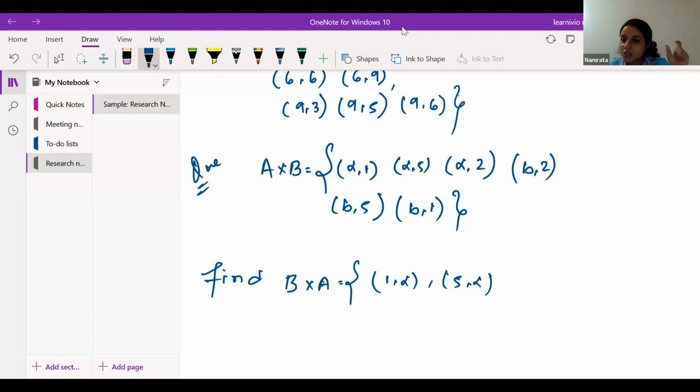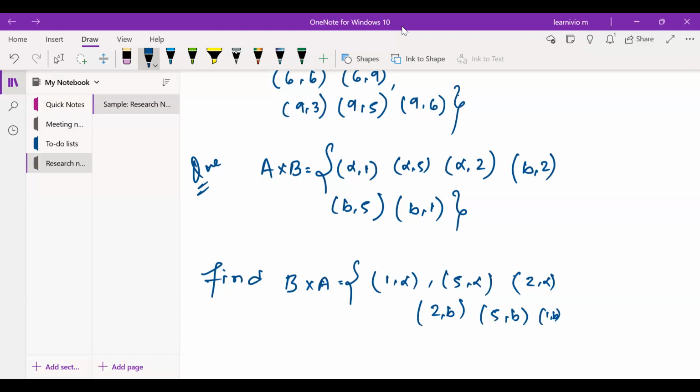Another way can be, you can write your A, you can write your B from the given set A cross B. That is, A is alpha and B, and B is 1, 2, and 5. So you can list it down and then you can find B cross A, or you can directly reverse it to get B cross A. So 5 with alpha, then 2 with alpha, 2 with B, 5 with B, and 1 with B. Are you getting, Lena? Yes, ma'am.